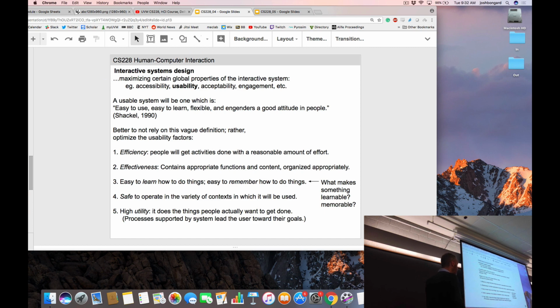Easy to learn how to do things and easy to remember how to do things. One of the interesting things you'll notice when you start to do user testing: your roommate comes and practices for a few minutes with your device. They leave, you get them to come back and do it again the next day. Do they remember? Do they do things faster or more efficiently in your system the second time around? If they do, it's because they're remembering, either explicitly or implicitly, how your system works, right? So you can actually record aspects of user interaction that will tell you whether your users are learning or remembering their system. Okay.